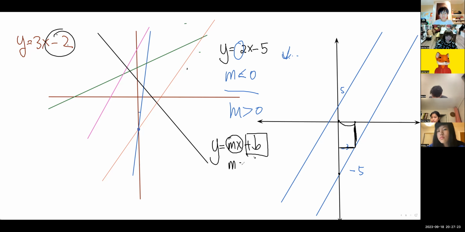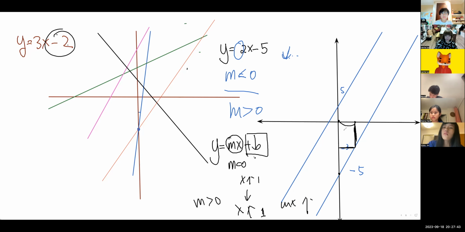If m is smaller than 0, every time x increases by 1 unit, mx is getting smaller. Understand? But when m is bigger than 0, every time x increases by 1 unit, mx is also increasing. So that's why, if you see the line is like that, when x is getting bigger, y is also getting bigger.